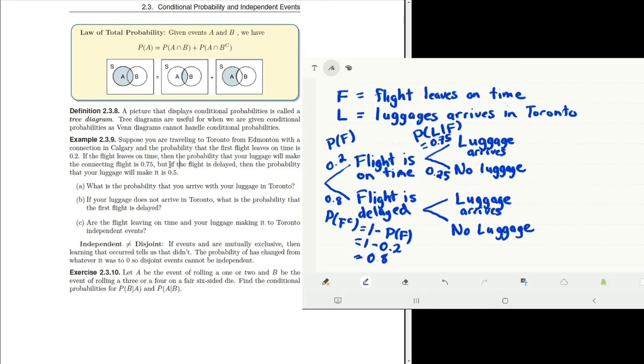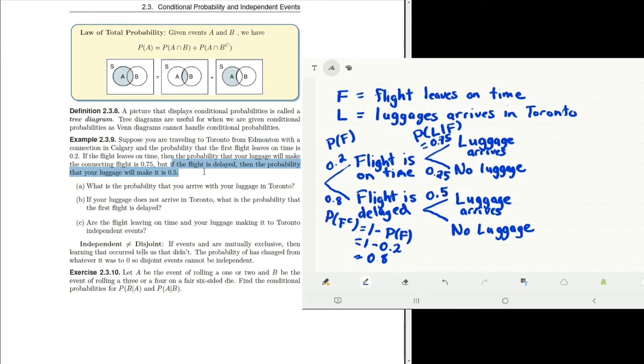Now, if the flight is delayed, then the probability that your luggage will make the flight is going to be 0.5. And so now we're looking at the bottom branch. So if the flight is delayed, then the probability that it will arrive is 0.5. So we'll write this probability on this branch.